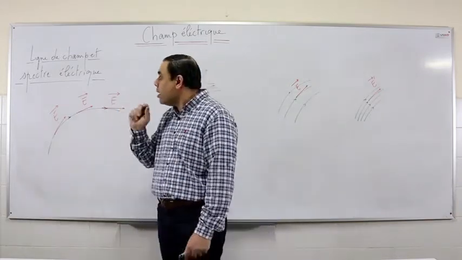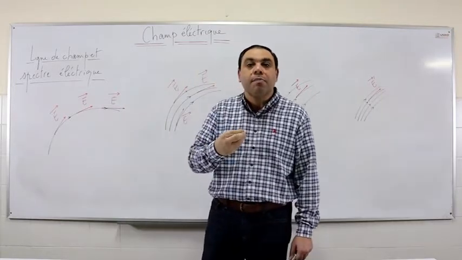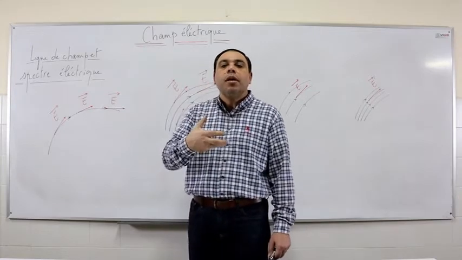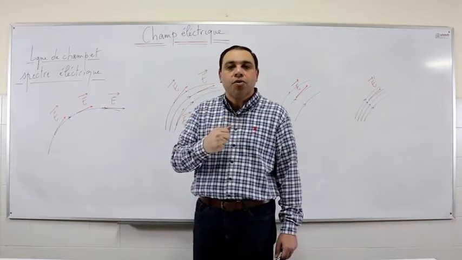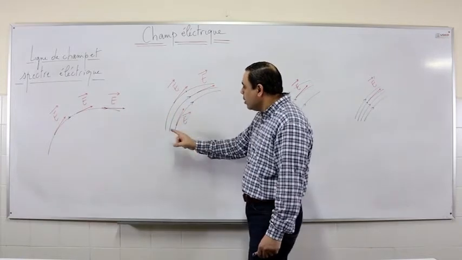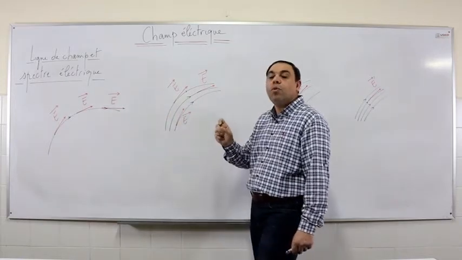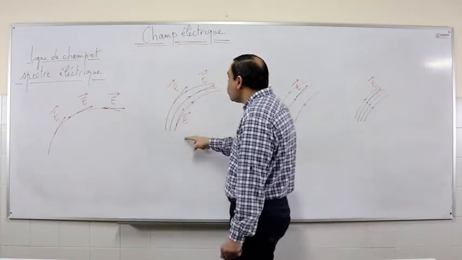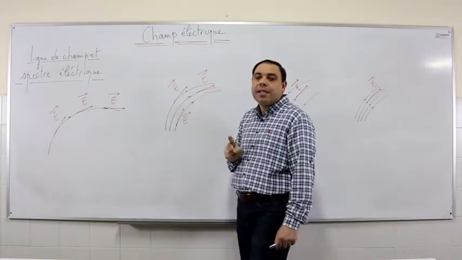Now, what about the electric spectrum? The electric spectrum is the set of two or more field lines. Here we have a set of 3 field lines. Together, all these field lines form an electric spectrum.